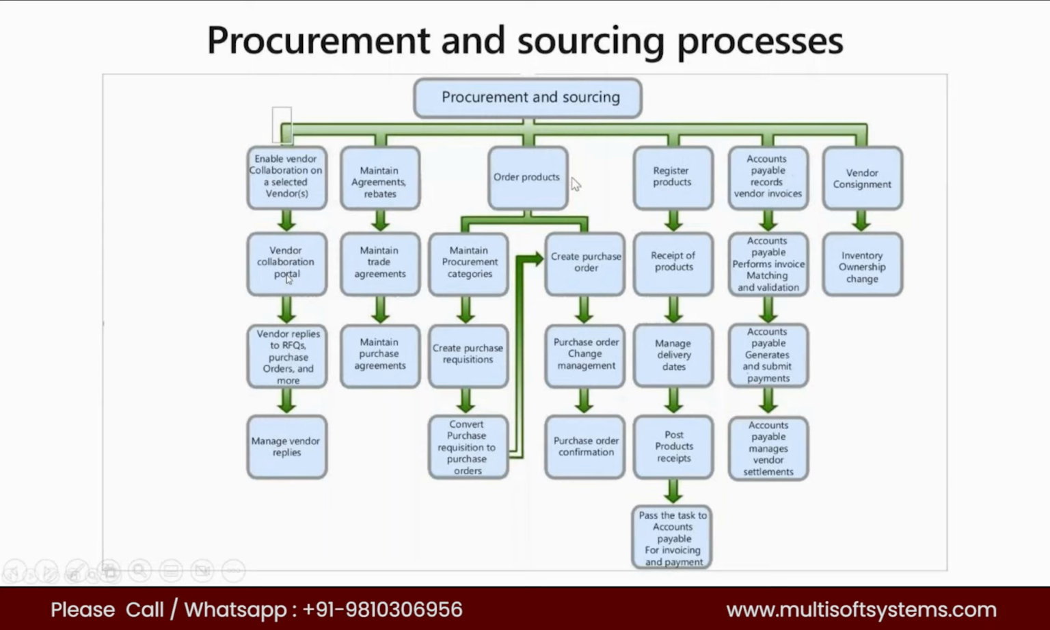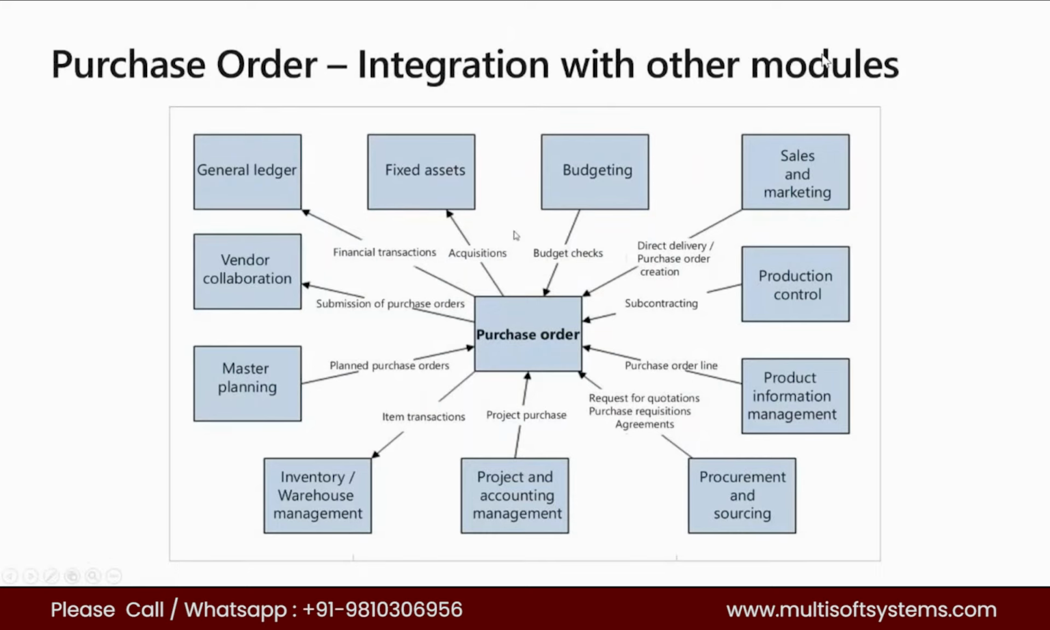And if we have some products here, ordered products, then how do we maintain them, create a purchase order, convert into the purchase order, handle purchase order change management, and confirm all this activity, the registration process, product receipt, and delivery. The same way, how we do all these activities within this purchase order is mentioned here. Okay, and similarly, what all is integrated to the purchase order now.